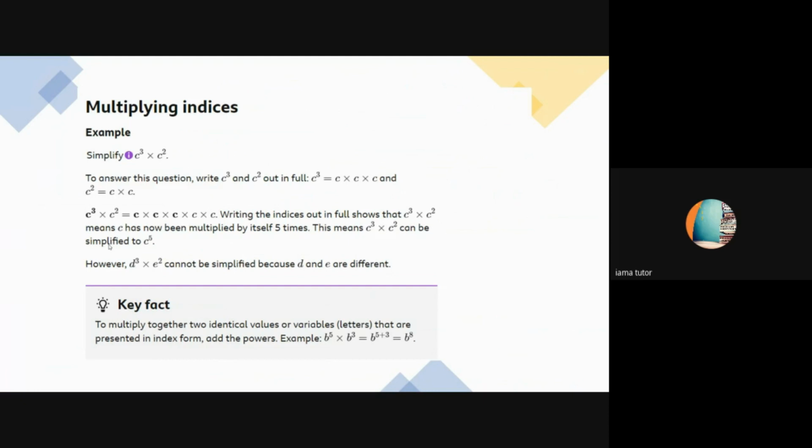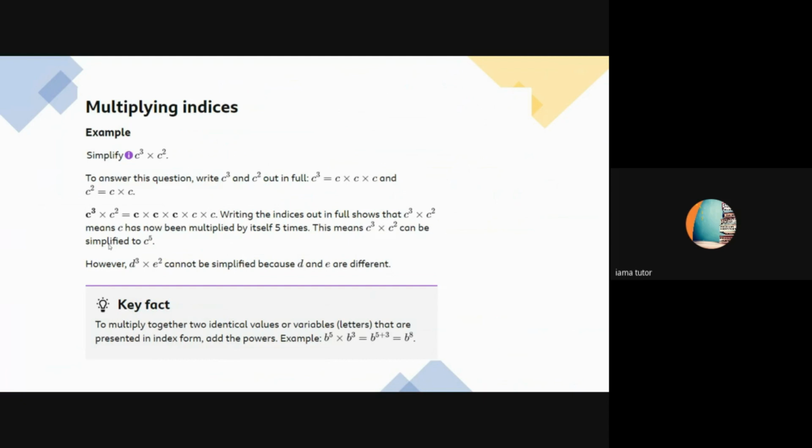As I told you, the multiplication law says you can multiply two indices when the bases are the same, irrespective of the power. Here the bases are the same, c in both cases, c to the power 3 and c to the power 2. If the bases are the same, only then can you do the multiplication, but the powers will add up. So c to the power 3 plus 2 gives you c to the power 5.